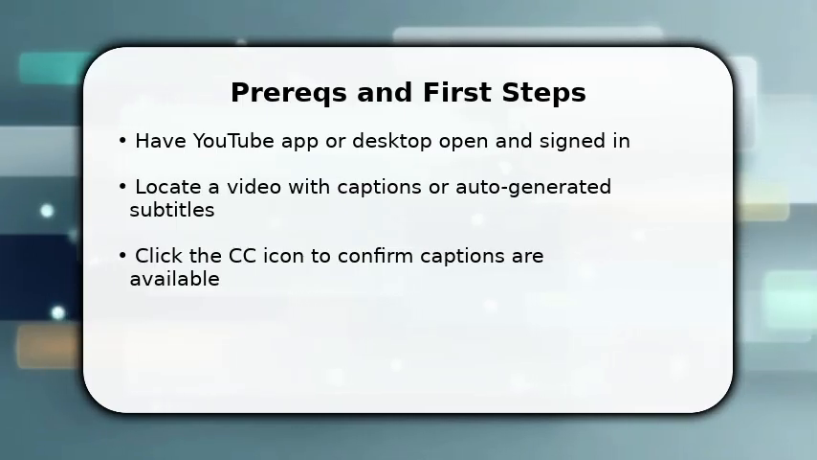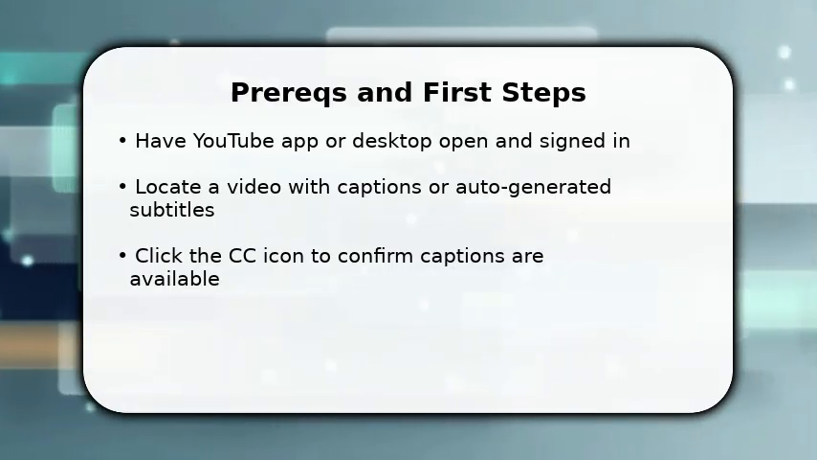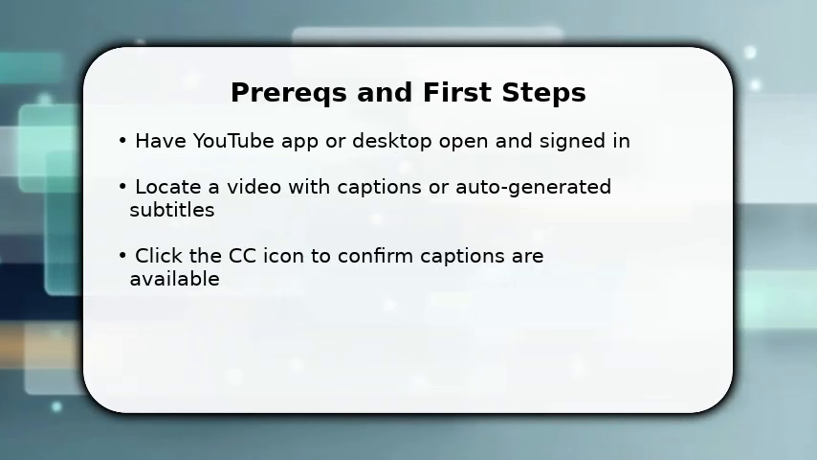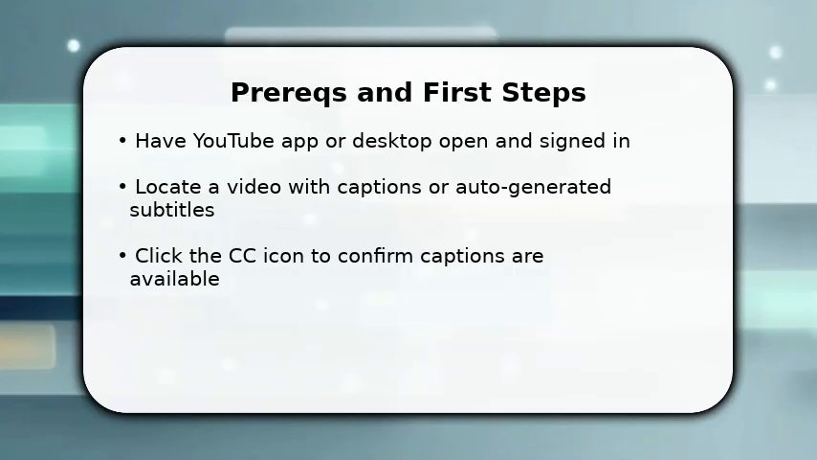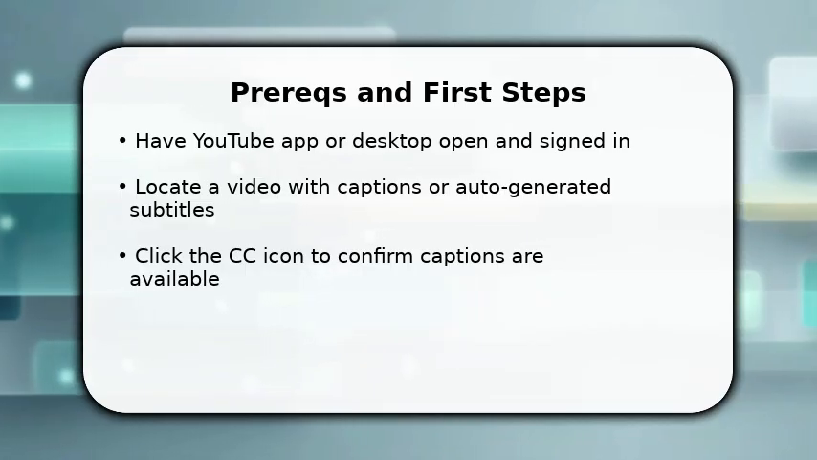You start by confirming captions exist because auto-translate needs subtitles to work. Open YouTube and sign in, then pick the video you want. Click the CC icon to enable captions and make sure the captions language matches the spoken language. Once done, click the gear settings icon to prepare language options.